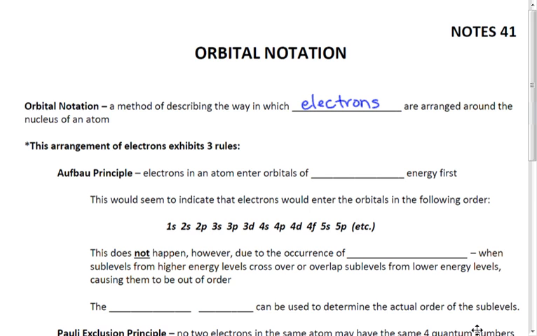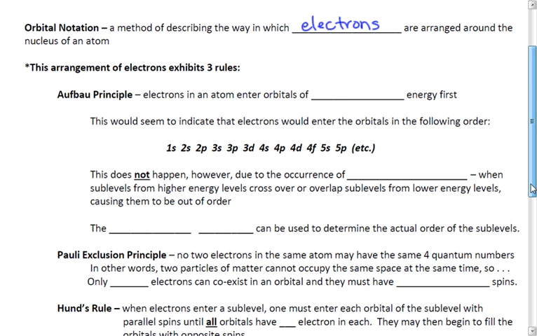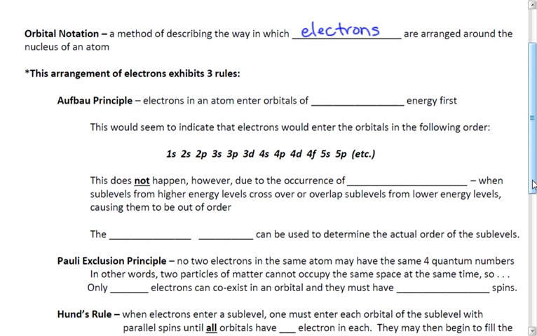And there are 3 different rules that we have to follow whenever we go through this process. You don't really have to know the names for them. You just have to be able to apply what it is they're telling us. So the first one here is the Aufbau Principle, and it just tells us that electrons are going to enter those energy levels that have the least amount of energy first. So orbitals of lower energy get filled first, and then those that have higher energy are going to be filled later on.